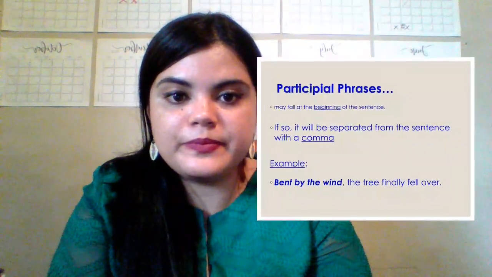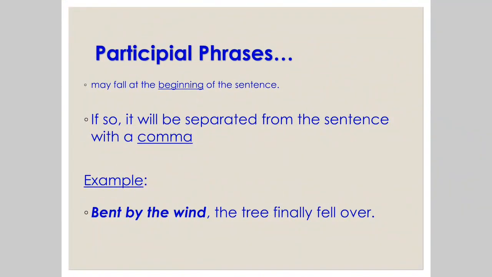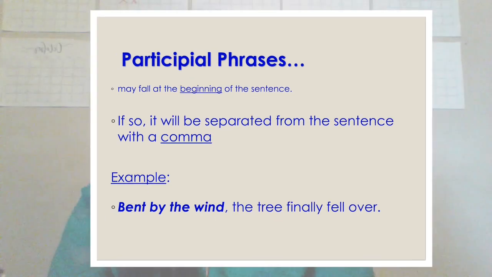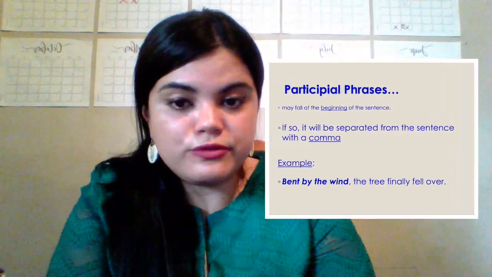Now, participle phrases may fall at the beginning of the sentence. If so, it will be separated from the sentence with a comma. Example: bent by the wind, the tree finally fell over. Remember that this is just a review from our last class.